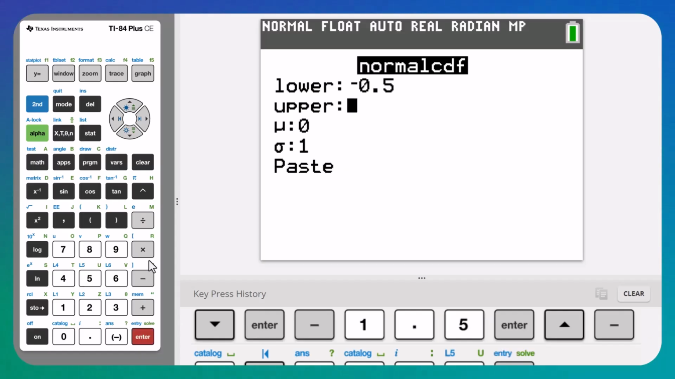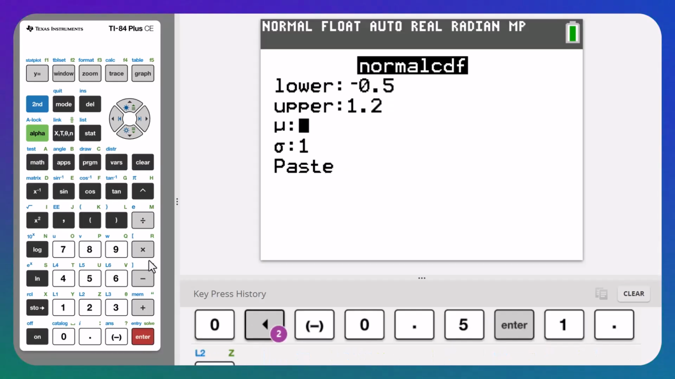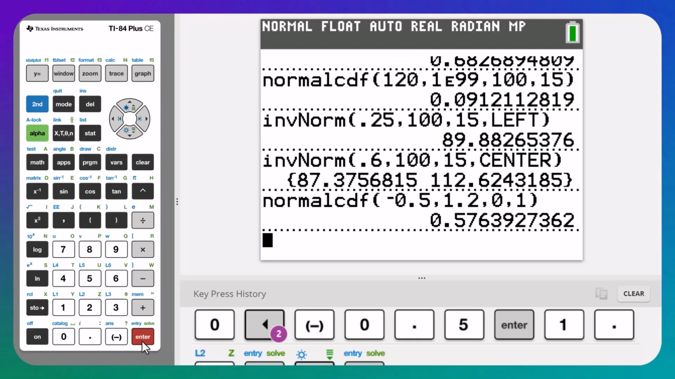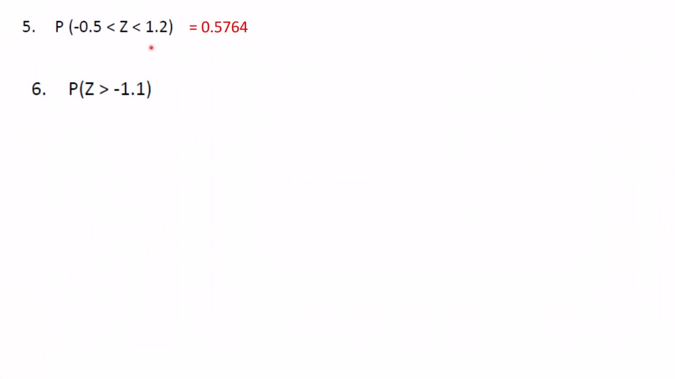0.5. And my upper is 1.2. And because it's a z-score, it does default to 0 and 1, which is the standardized distribution, and I hit paste. And my answer is 0.5764. And there you go, 0.5764.